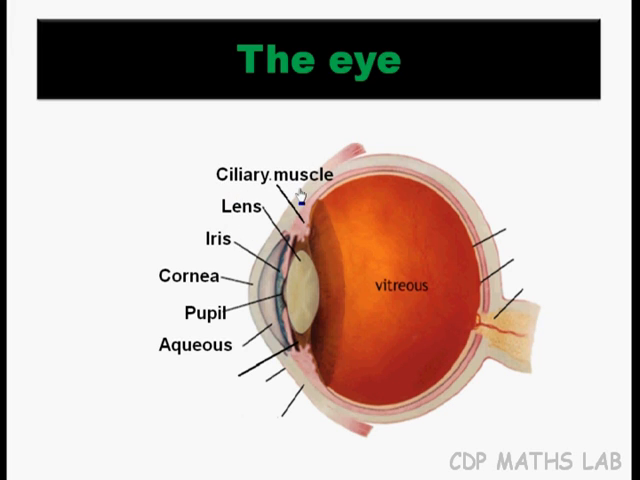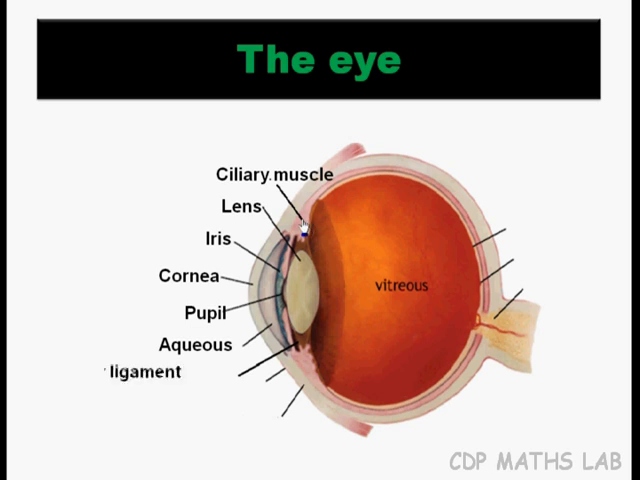Now the ciliary muscles, what do the ciliary muscles do? Basically, these muscles will contract and they will relax. When they contract or relax, what they basically do is change the shape of the lens. So these muscles help to change the shape of the lens.